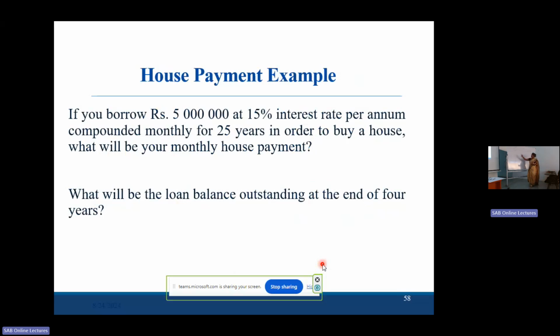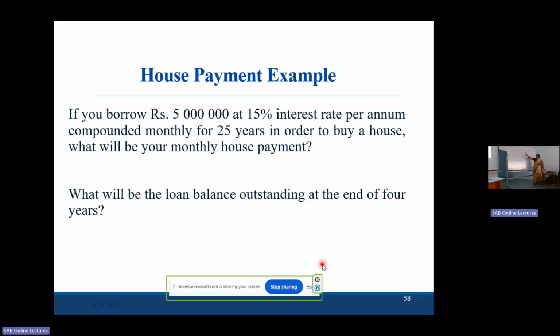So you are going to borrow 5 million today. The bank says the interest rate is 15%. So what are you doing after taking this loan? At the end of each month, you deposit your installment for 300 months. So what are you required to calculate? Your monthly deposit. How much is the monthly deposit? What is the application? This 5 million is equal to what?